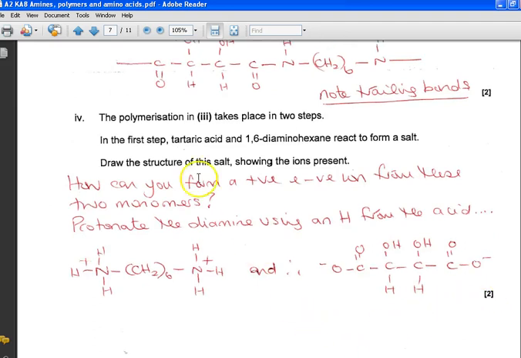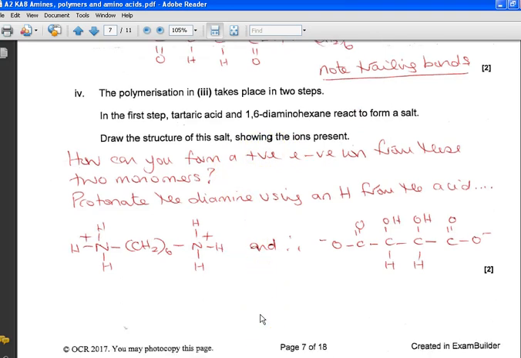So the polymerization, you're told here, takes place in 2 steps. At first, tartaric acid and the diaminohexane react to form a salt. Now, if it's a salt, you must have a positive and a negative ion. Yeah, so you just got to ask yourself how you can form a positive and negative ion from these 2 monomers.